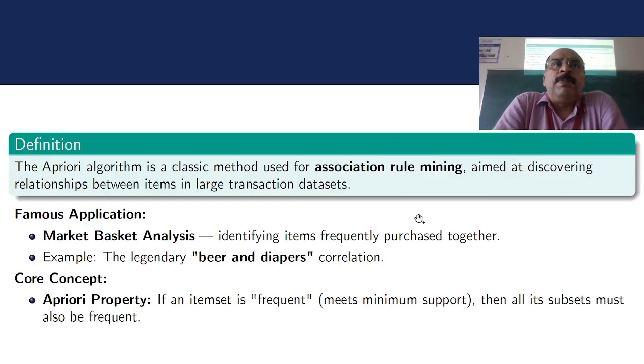The final type of algorithm is the a priori algorithm, where we use rule mining aimed at discovering relationships between items in a large transaction data set. A very important and famous application is market basket analysis.